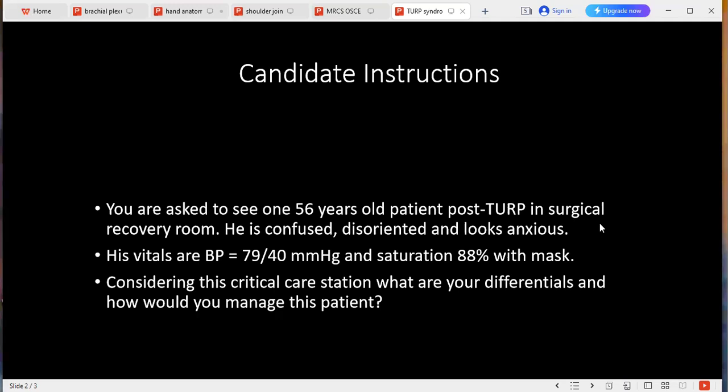Where would you manage this patient? Who would you involve in the management of this patient? I would involve the nephrologist regarding the fluid management and the intensive care unit registrar. And once there is any evidence of cardiac involvement, I would involve the cardiologist as well.